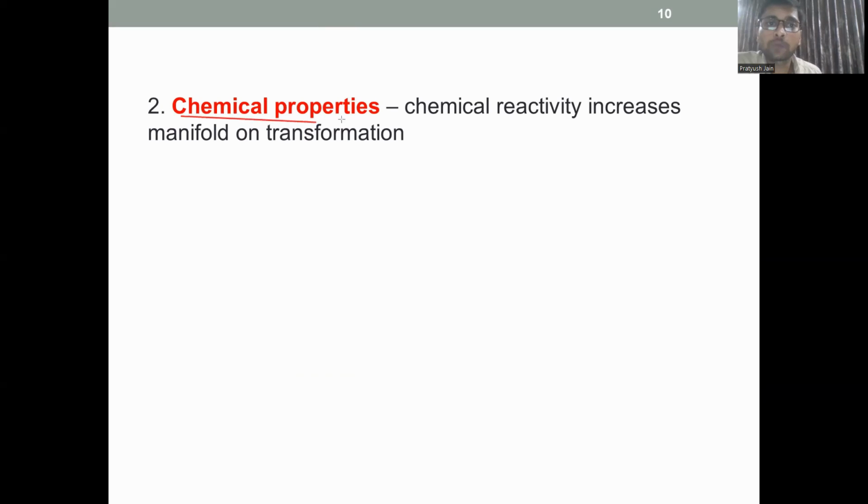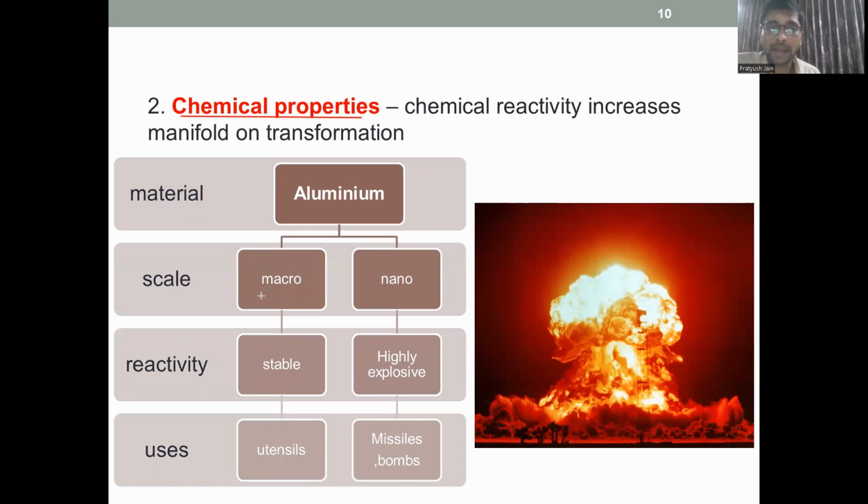Now we talk about chemical properties of materials, or how the chemical reactivity increases manifold on transformation at nanoscale. If a material goes towards nano transformation, its chemical reactivity increases many times. One example is aluminium. At macro scale, aluminium is very stable. It is used in making utensils. Whereas at nanoscale, aluminium nanomaterials are highly explosive. They're used in making missiles, bombs, explosives, IEDs. So aluminium becomes very reactive at nanoscale.